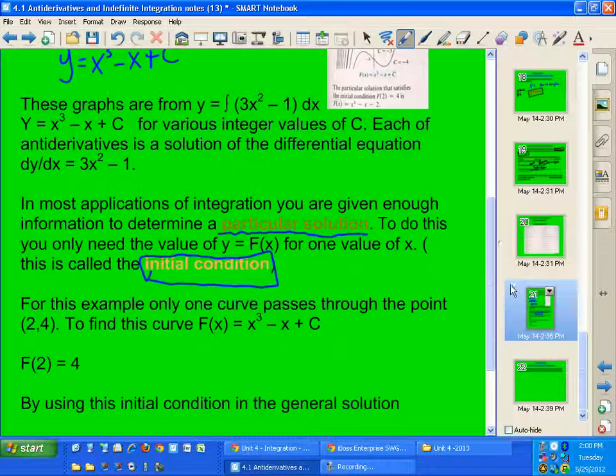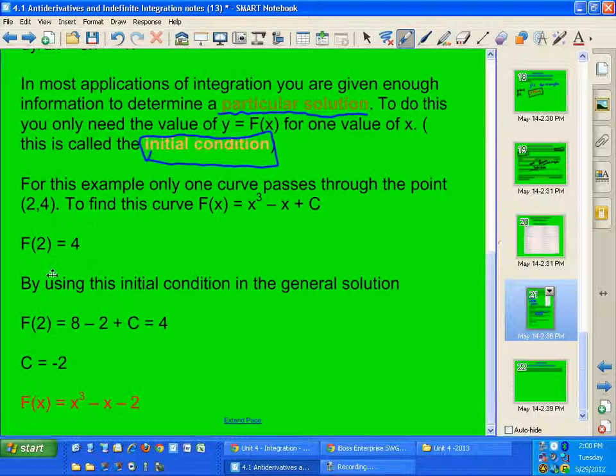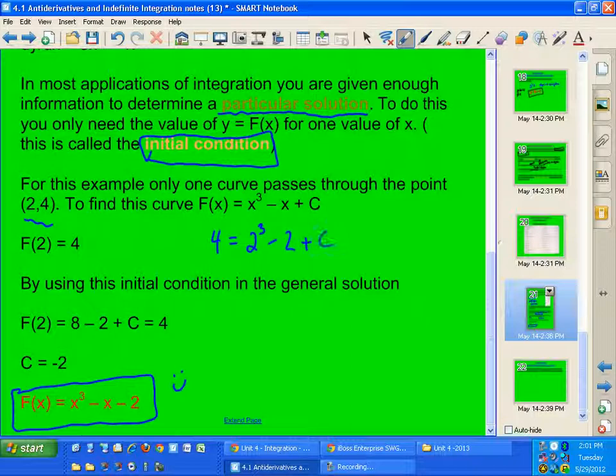I gave you the point 2, 4 as the curve passes through this point, so that would be considered an initial condition. By plugging in y is 4 and x is 2, I simplified down to find out that c came out to be negative 2. So this guy right down here came out to be my particular solution for this function. I'd basically be saying 4 equals 2 cubed minus 2 plus c, which gives me 4 equals 6 plus c, and then negative 2 equals c. So that's where that came from.